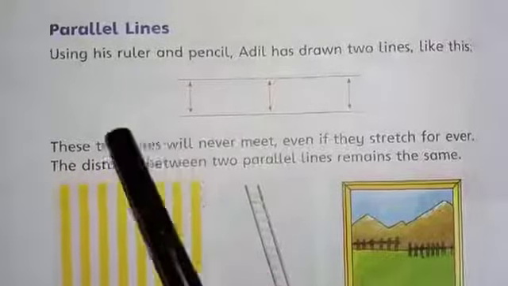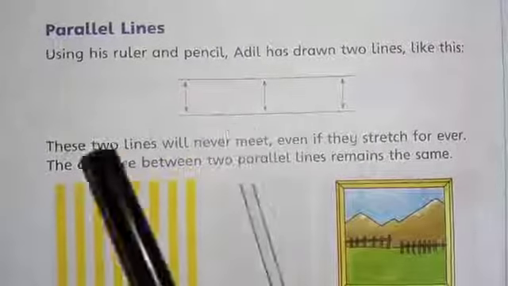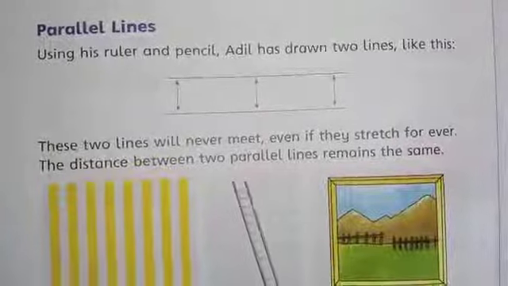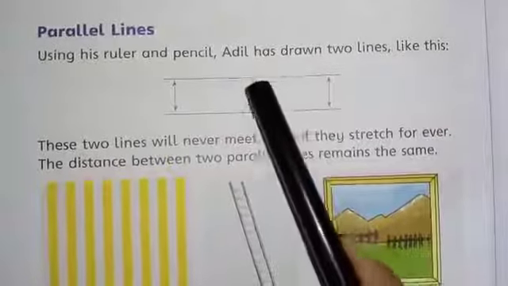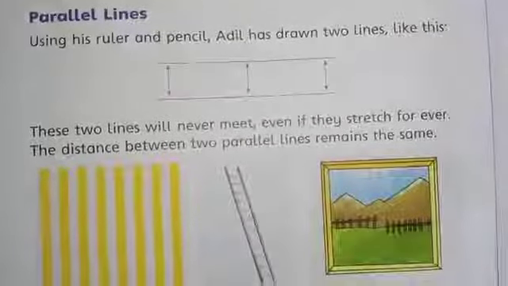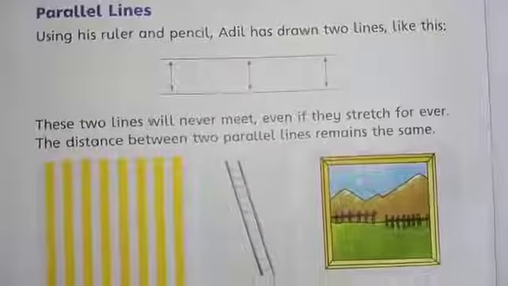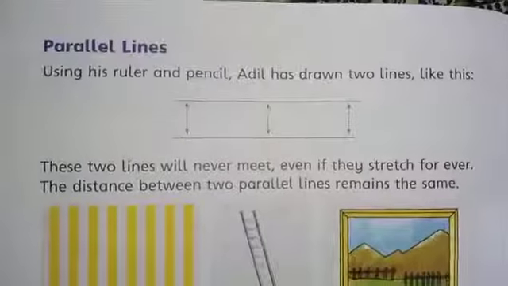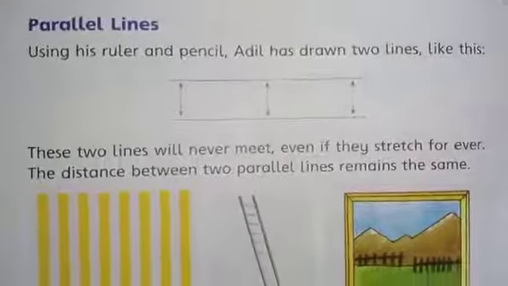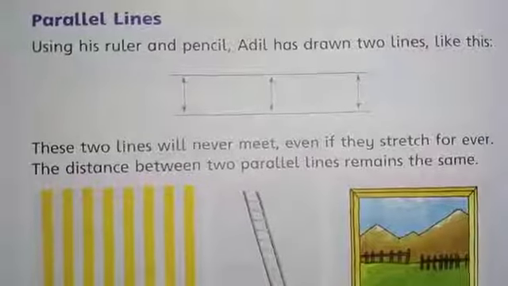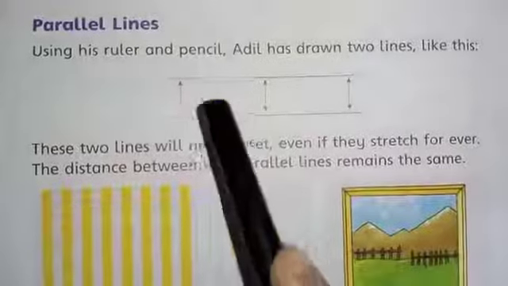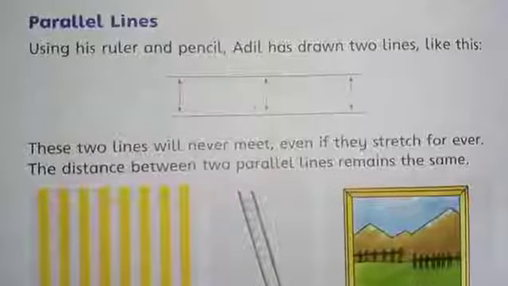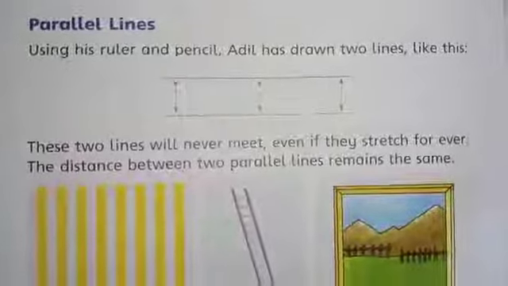Next we have parallel lines. These two lines will never meet or cross each other even if they stretch forever, and the distance between these two parallel lines remains the same. So students, parallel lines will never meet or cross each other, and the distance between parallel lines always remains the same.